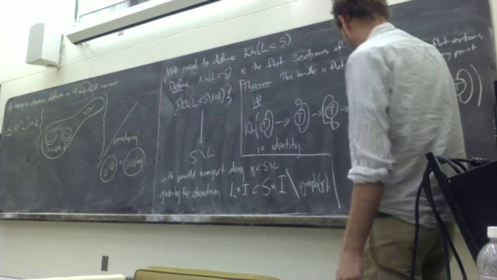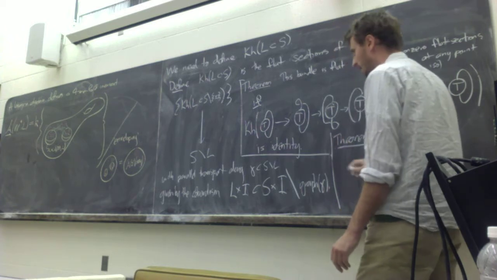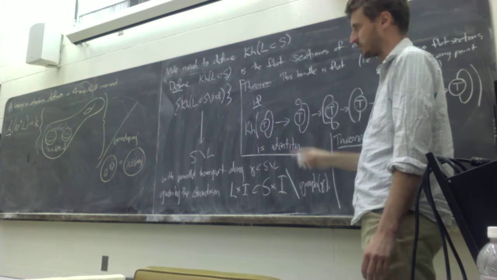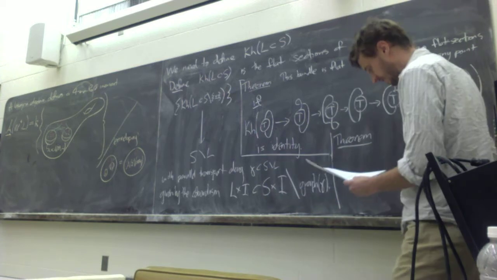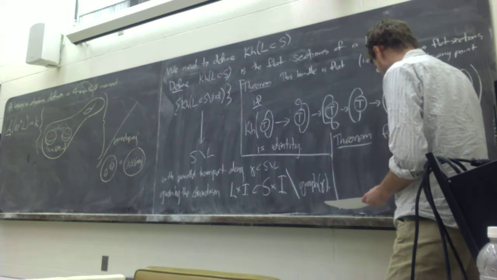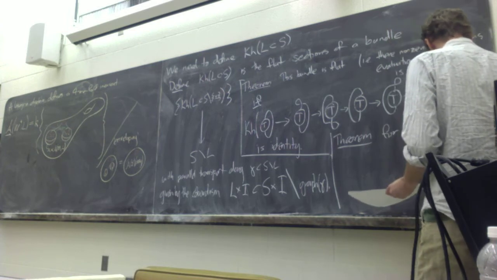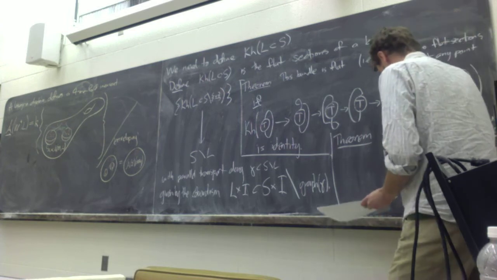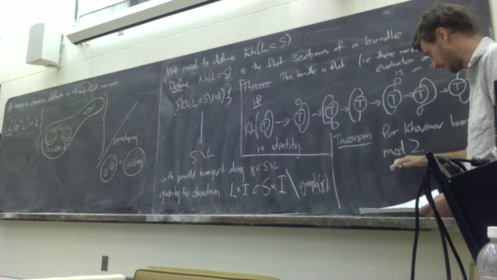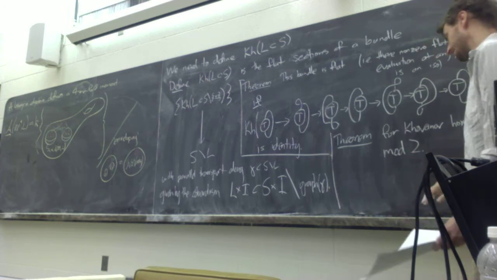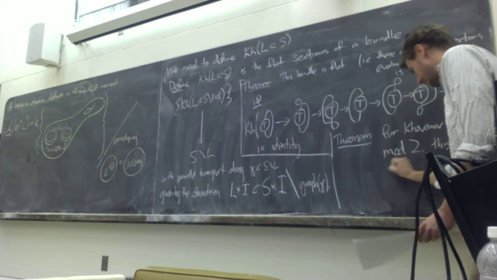Okay, so the second theorem. I should have said actually that everything in this talk is joint work with Kevin Walker at Station Q in Santa Barbara. The second thing is that for Khovanov homology mod 2, so all these vector spaces that we've been talking about all the way along now have to just be vector spaces over F2, the Khovanov homology mod 2 also solves this.